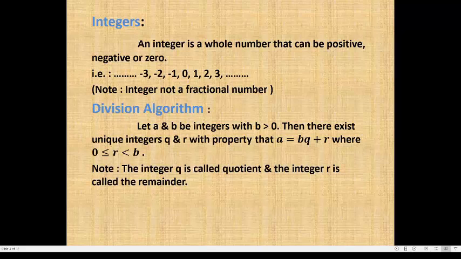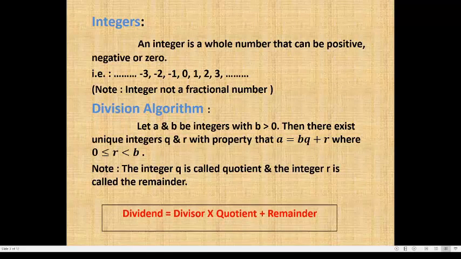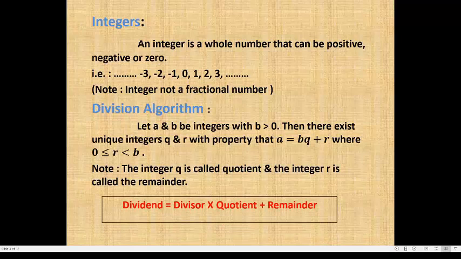We all know the dividend rule. Dividend equals divisor into quotient plus remainder. Must remember this dividend rule: dividend equals divisor into quotient plus remainder. Next, we see some examples.